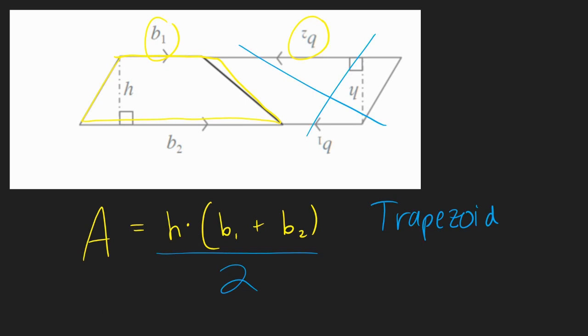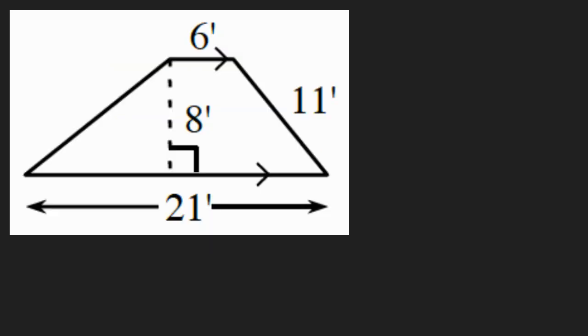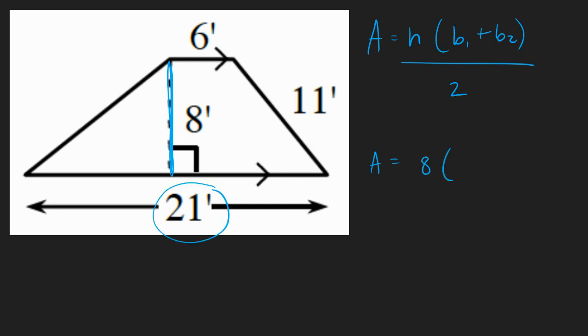So for the next example, we're going to use this formula. So let's write it down again. B1 plus B2, all divided by 2. So for the height, I want that straight up and down number like we've been using. The bases are 21 and 6. And because the idea of duplicating it to get that area for a parallelogram is where it came from, I do need to chop that in half. Otherwise, I'd be getting double the amount that I actually want. And this 11 was just there to throw you off, like we saw in the parallelogram problems.